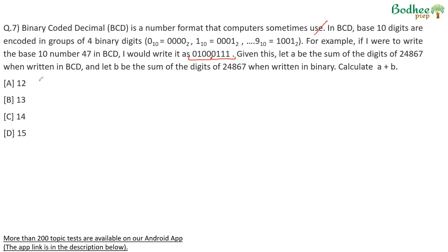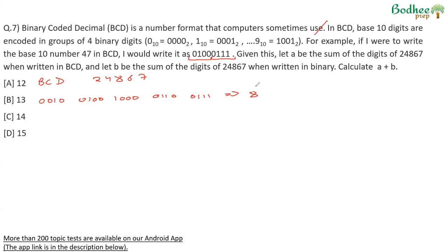Given this, let A be the sum of digits of 2, 4, 8, 6, 7 written in BCD. So if we write BCD of 2, 4, 8, 6, 7, we have to write 4 digits. 2 will be 0, 0, 1, 0. 4 will be 0, 1, 0, 0. 8 will be 1, 0, 0, 0. 6 will be 4 plus 2, 0, 1, 1, 0. 7 will be 0, 1, 1, 1.